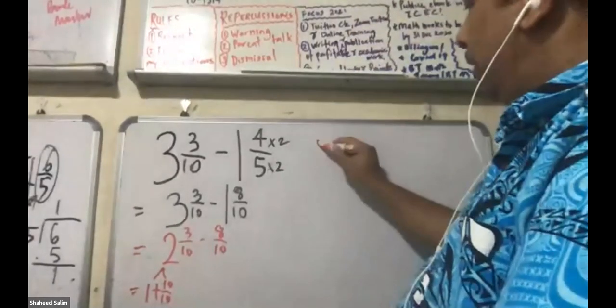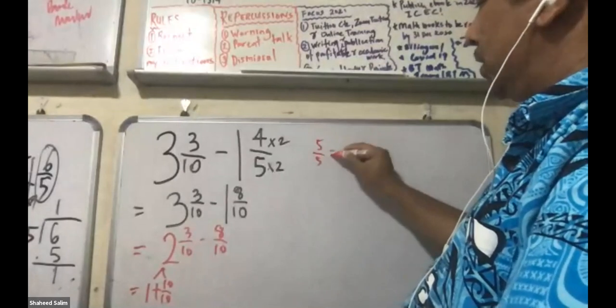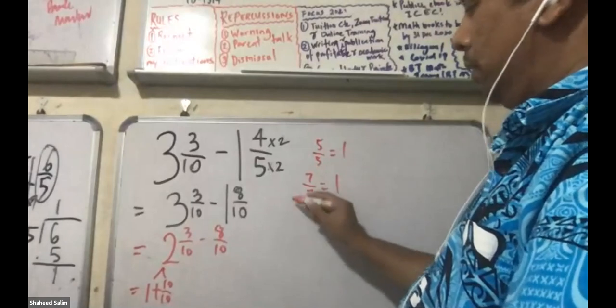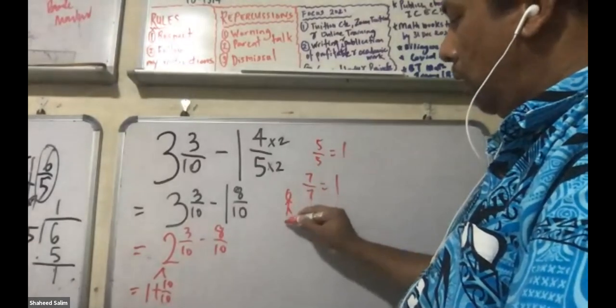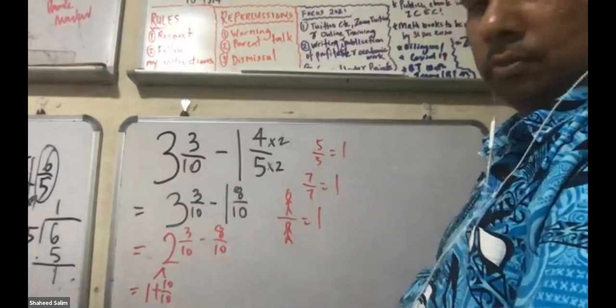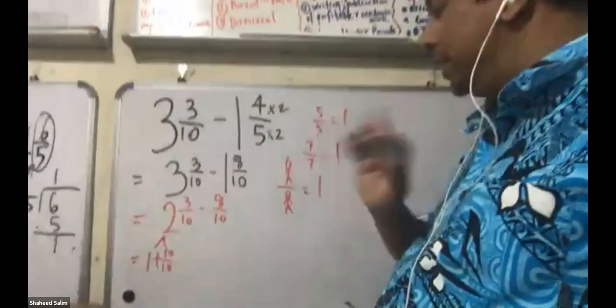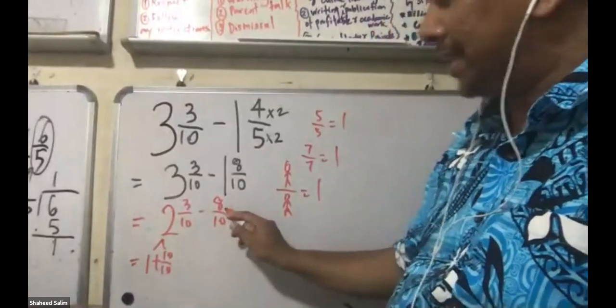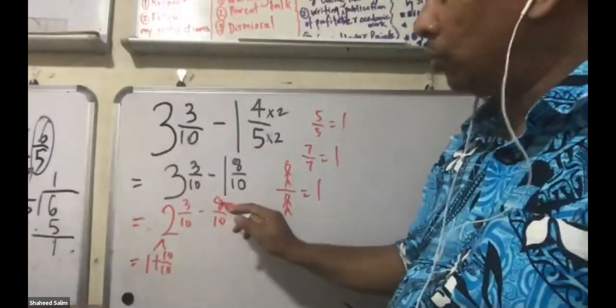You see, 5 out of 5 is 1. 7 out of 7 is 1. Anything over anything is 1. So why do I want to change it to 10 out of 10? I want to minus the 8, that's why.